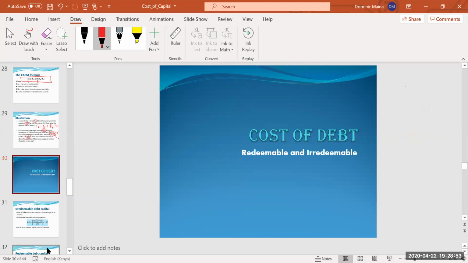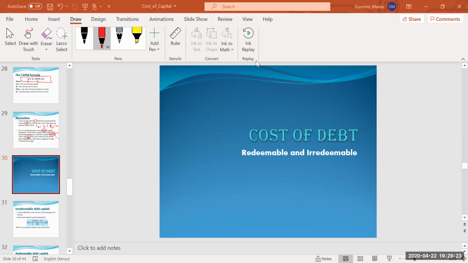Now here for the debt, as you mentioned, don't forget we can have debt in different modes. You can have bank loans. You can have bond financing. You can also have bonds being redeemable or irredeemable. So you have to be able to determine what debt we are dealing with, what bonds we are dealing with, when assessing the cost of debt.